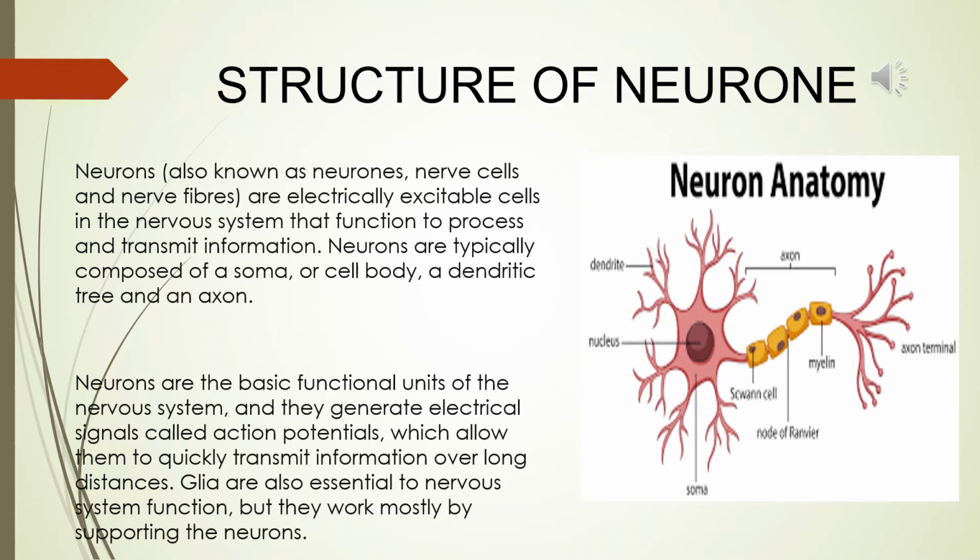Glia, that is neuroglia actually. See, the word neuro is actually linked with the brain. Brain means nervous system and brain. So glia or neuroglia are also essential to nervous system function, but they work mostly by supporting the neurons. So actually neurons are the structural and functional unit of our nervous system.